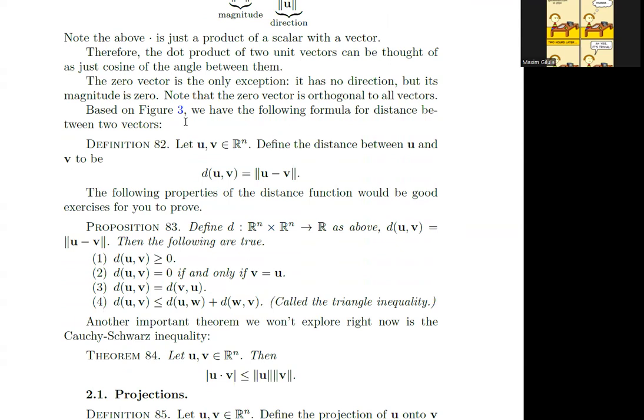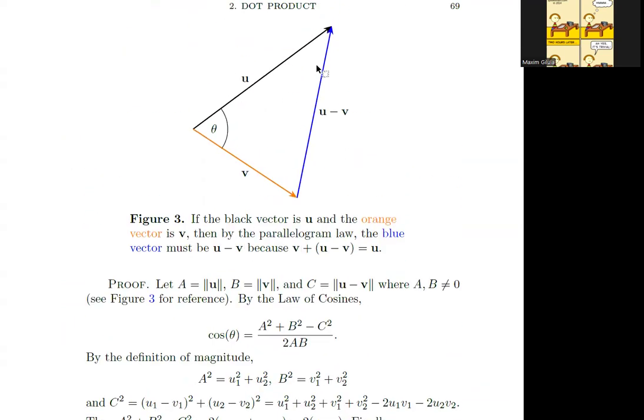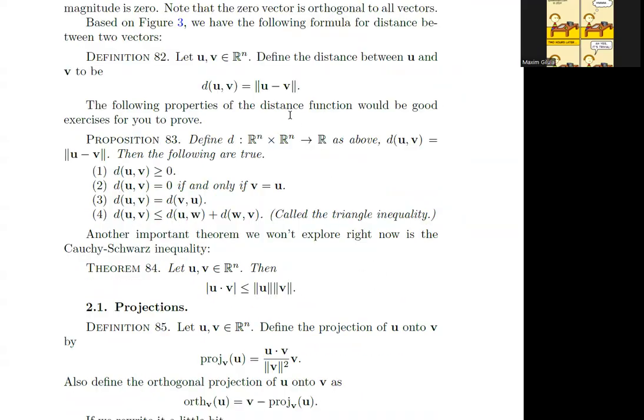So based on figure 3, which is up here, we could talk about the distance between u and v. The distance should be the magnitude of u minus v. And that's how we'll define it. And you could prove the following. If we define distance this way, then the distance is always non-negative, and it's 0 if and only if v is u. The distance of uv is distance vu, and we have something called the triangle inequality. The distance of uv is less than or equal to distance uw plus distance wv.